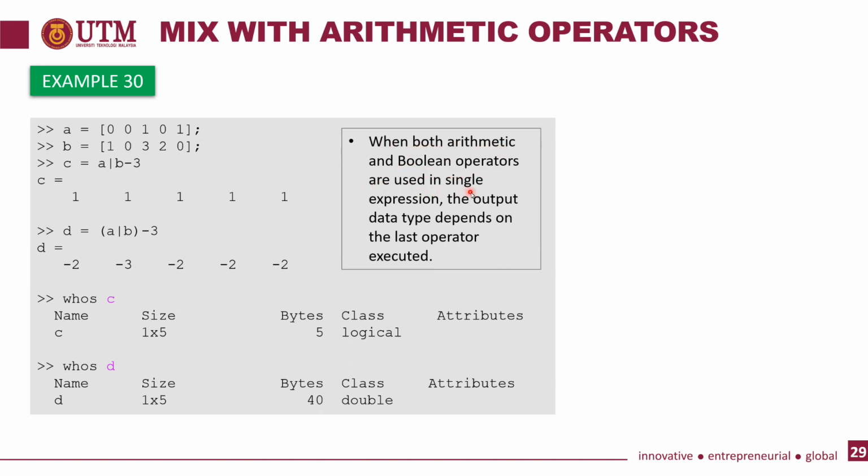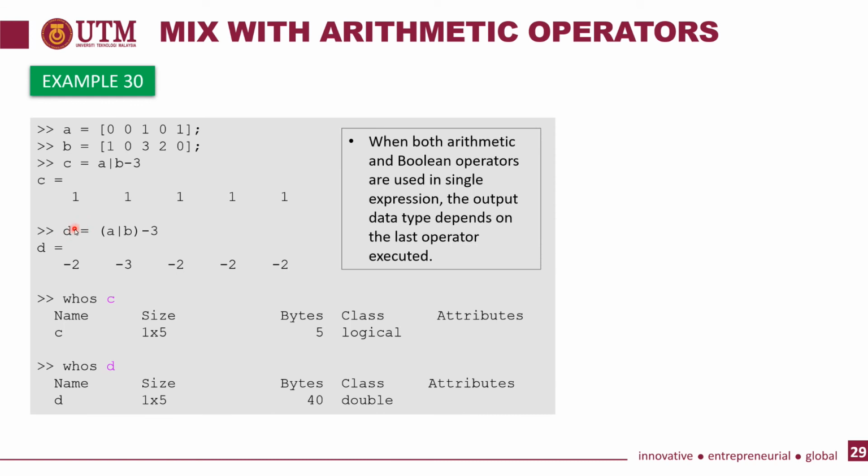When both arithmetic and boolean operators are used in a single expression, the output data type depends on the last operator executed. So in this case we will execute the arithmetic operator first, which is b minus 3. So b minus 3 will become negative 2, negative 3, 0, negative 1, and negative 3. Then a or any value which is not equal to 0 will become 1.